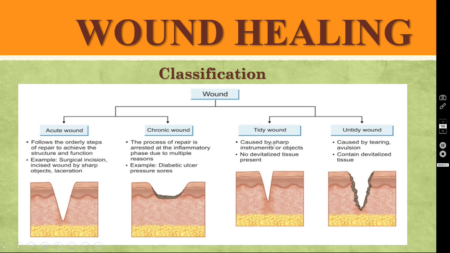Another type of classification is tidy wound and untidy wound. Tidy wound means a neat wound caused by sharp instruments or objects. No devitalized tissue is present in tidy wounds, whereas an untidy wound, caused by tearing or by avulsion, contains devitalized tissue. For this devitalized tissue, we have to do what is called wound debridement, or we have to cut out this devitalized tissue from the body.